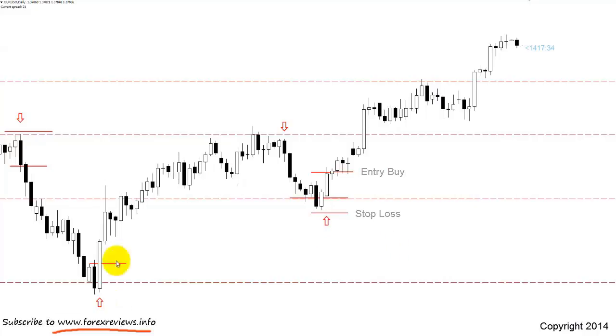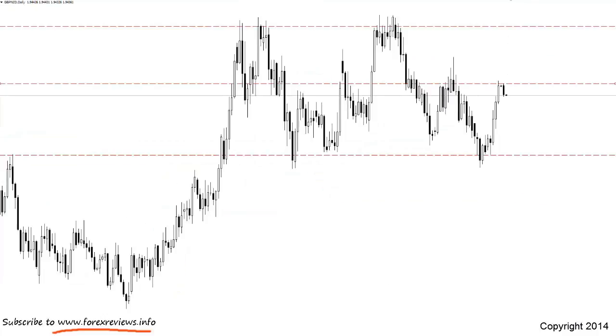Alright, let's go on to the next pair. This is the GBP New Zealand Daily. As I showed you guys in part one, here are the structure points that we identified. So let me zoom in.